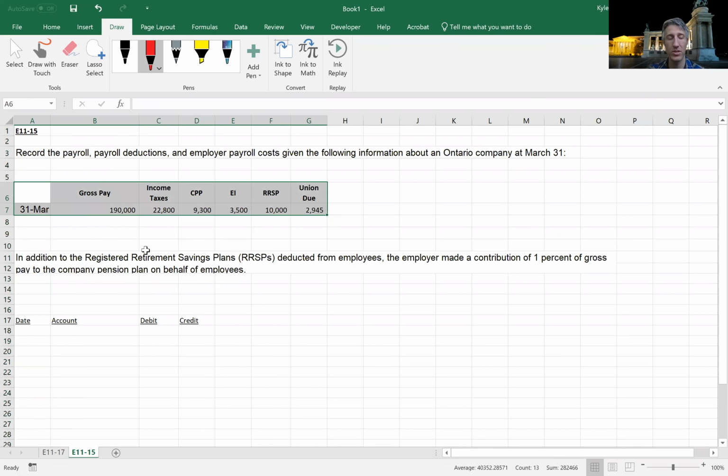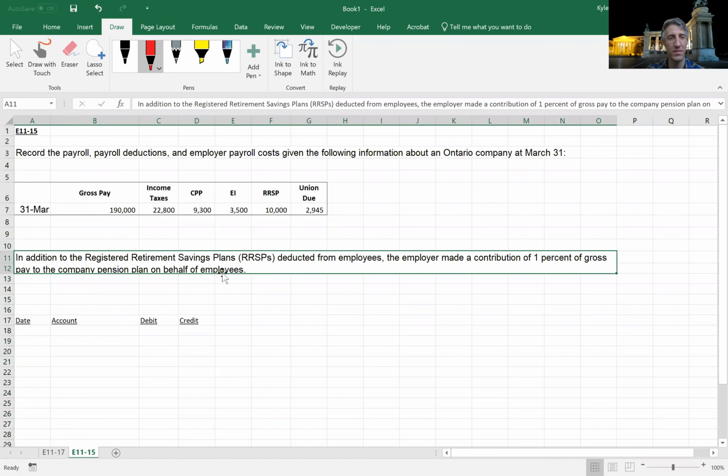So we have payroll information here, and then we have an additional piece of information down below that says, in addition to the RRSP deducted from the employee, the employer made a contribution of 1% of gross pay to the company pension plan on behalf of the employees.